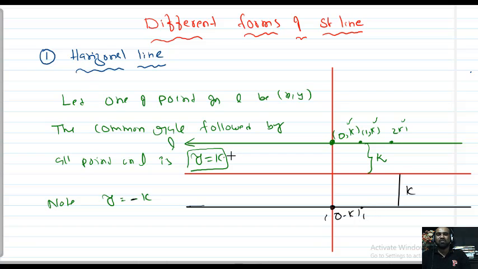That's why y equal to k is a straight line parallel to the x axis and k units from the x axis, above the x axis. And y equal to minus k is also another straight line parallel to the x axis, k units from the x axis, below the x axis. Okay, that I will write. So finally, what is the conclusion? y equal to k is the locus equation of a horizontal line parallel to the x axis. Don't confuse: x axis means y will get y equal to k.